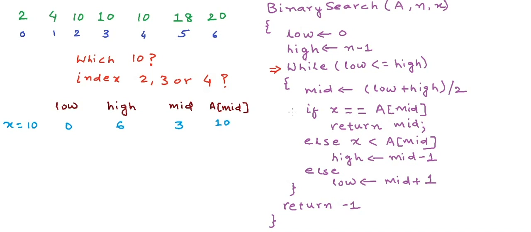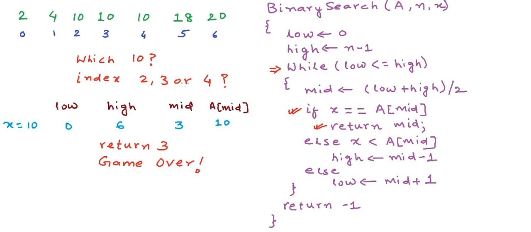Okay, this looks better. Now a3 is 10. So is x equal to a mid? Yes, it is. So we return 3. We return 3 and we will say that game over, because we have found 10 in the array, and we return immediately. We do not care that there is another 10 at index 2.